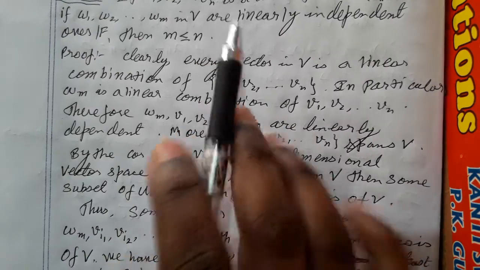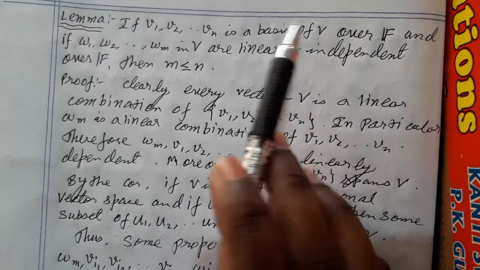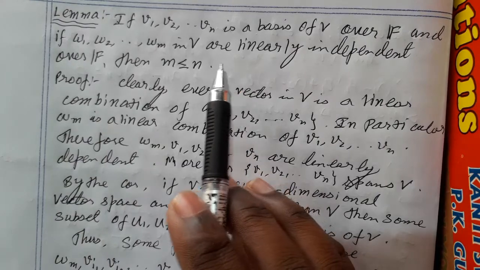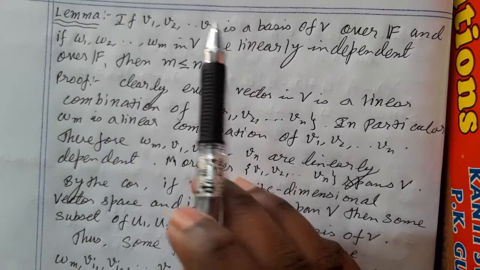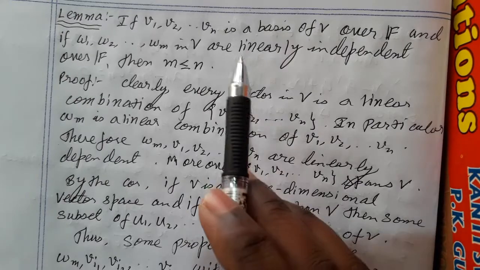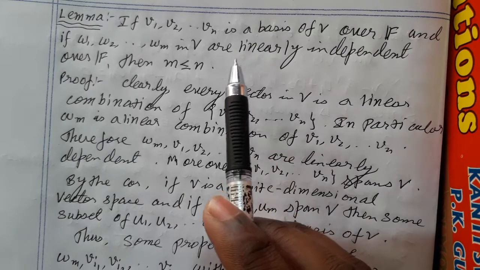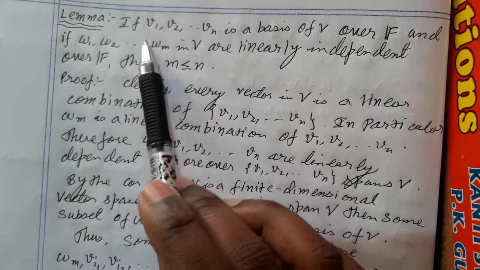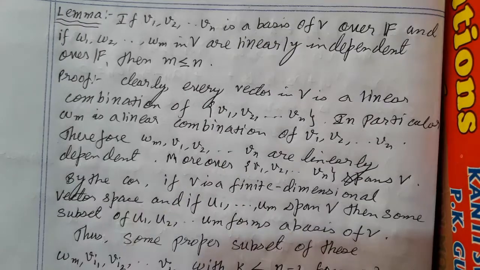This statement says that if we take a basis of V over the field F, and there is another set which is linearly independent, then the number of elements of that set should always be smaller than or equal to the number of elements of the basis set. So this lemma says that if I take a basis in V, and I get another linearly independent set from V, then the number of elements here will always be at most the number of elements in the basis set.